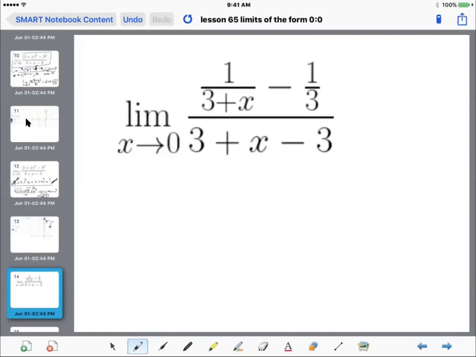Look at this question now. Here is yet another one where if you put 0 in for both of the x's, you get 1/3 minus 1/3, which is 0, and 3 plus 0 minus 3 would also be 0. But this does have an answer. Why don't you take a few minutes to mess around? How do you think you might deal with this one? You can chat about it.